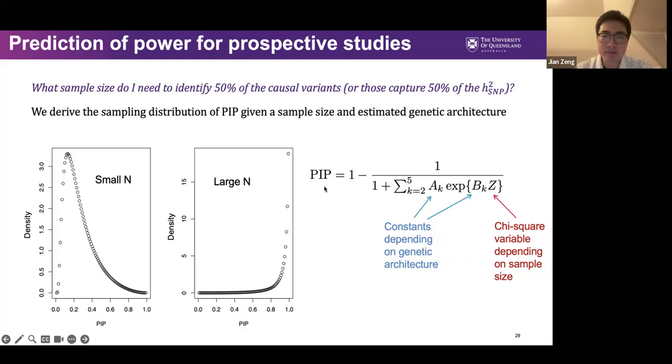It turns out the PEEP can be written as this expression, and in this expression, it has this constant that depends on the genetic architecture, and the only random variable is this chi-square variable depending on the sample size. So if the sample size is small, you can see the sampling distribution of the PEEP has a higher density in the low value. And when we increase the sample size, the distribution of PEEP is moving towards the higher values.